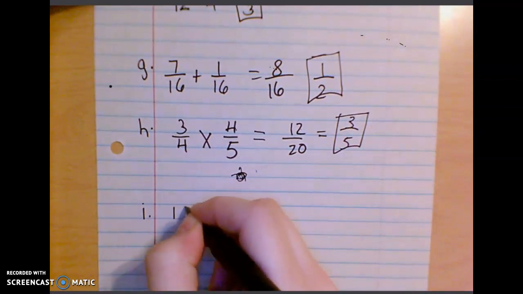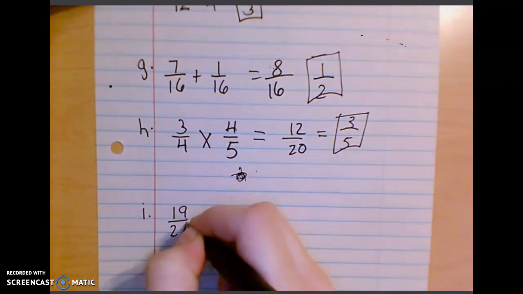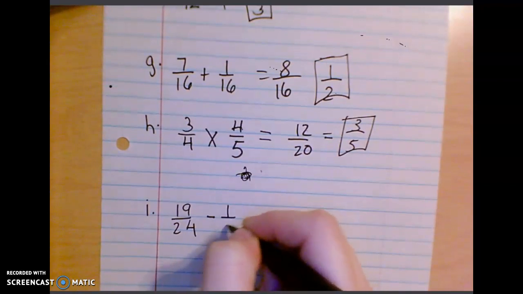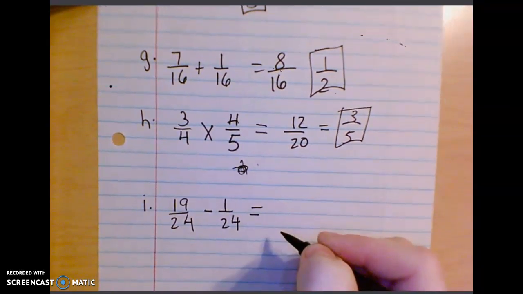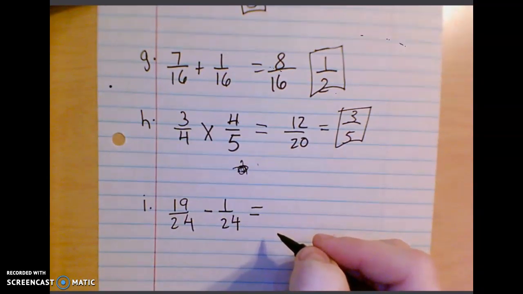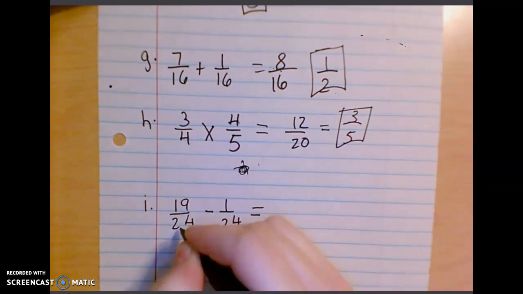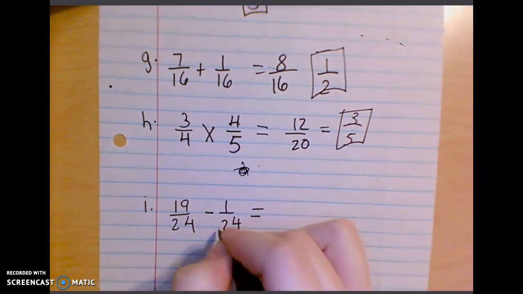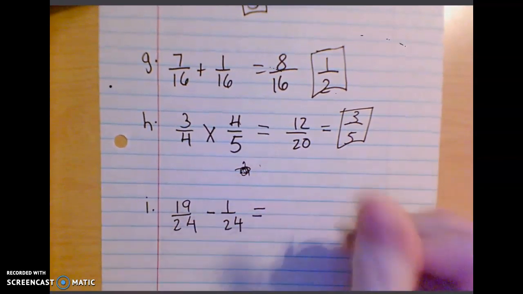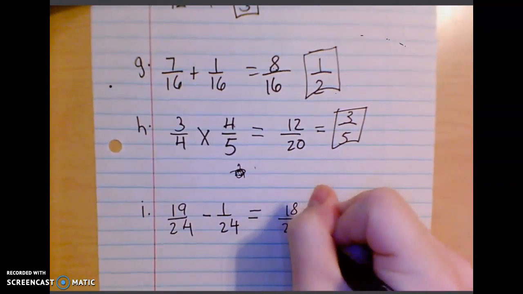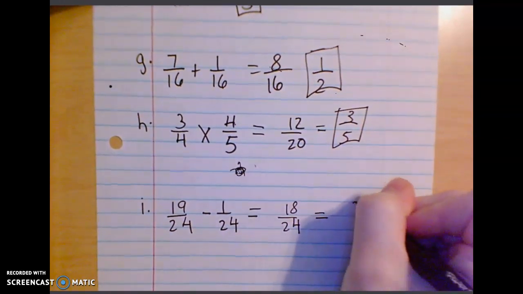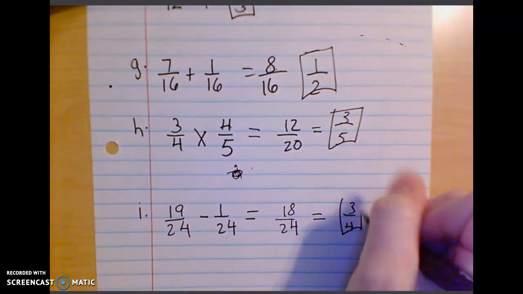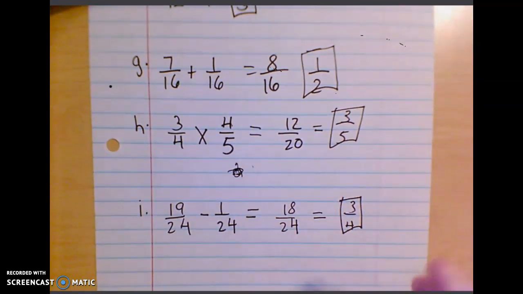And do I, please? I is 19 over 24 minus 1 over 24. Pause the video. Then see if you got your answer correct. When we are subtracting fractions, our denominators need to be the same. They already are, so we can go ahead and subtract. 19 minus 1 is 18 over 24. And for this one, you should have gotten 3/4 on that one. Okay?